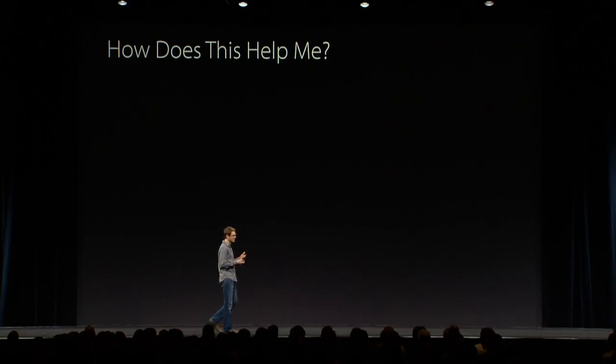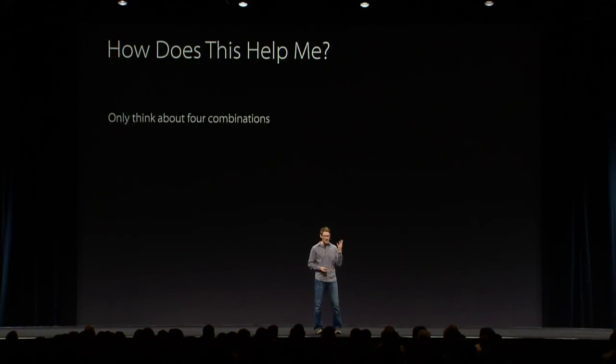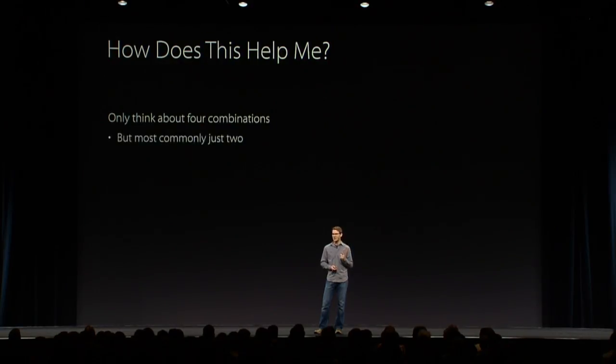How does this actually help me, though? How does this make my life easier? Well, the one obvious thing is that instead of thinking of 300 combinations, you only have to think about 4. But wait, it gets better. You really only have to think about 2.